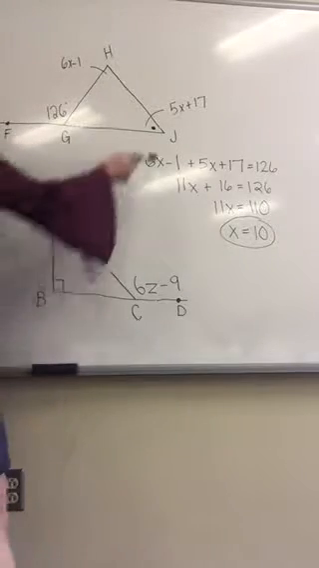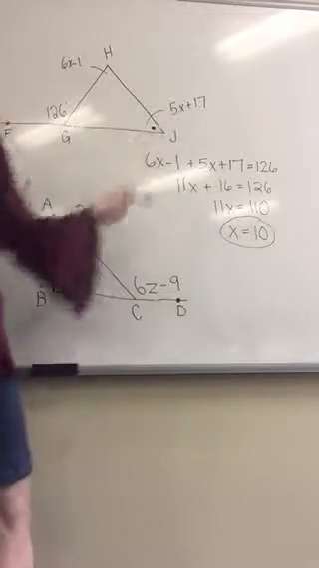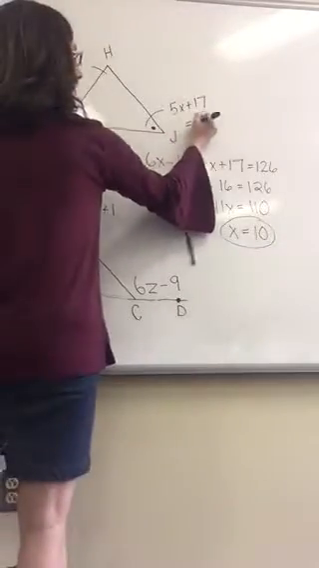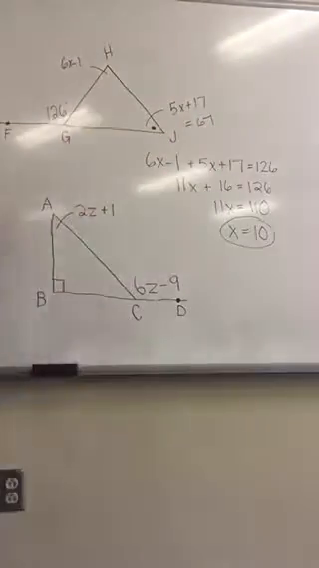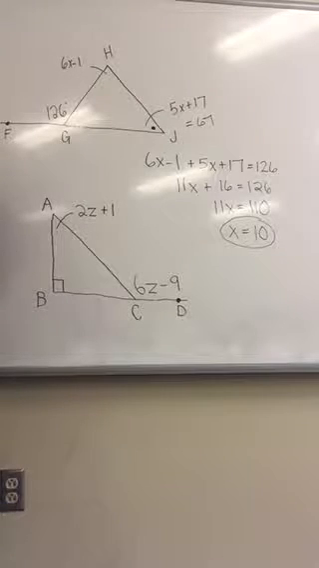Here they asked for the angle measure of J. So let's plug it back in. 5 times 10 is 50. Plus 17 is 67 degrees. So that's the final answer to that problem. Now, before we move on to the next problem, I'm going to erase this, so you pause the video if you need to go through it again.